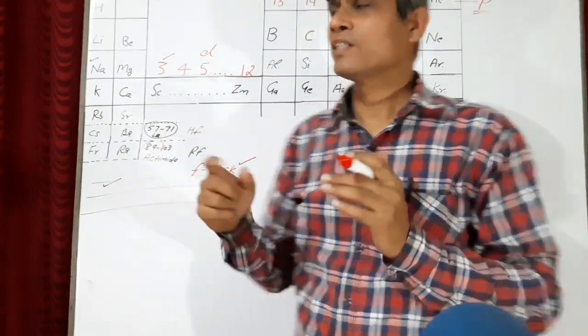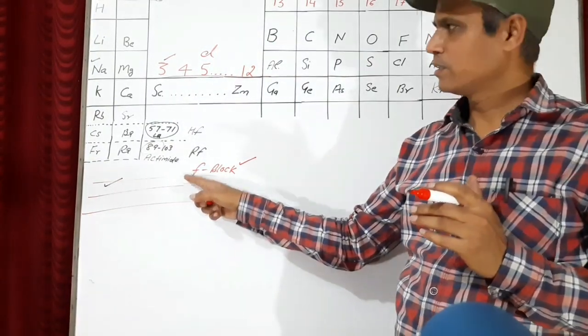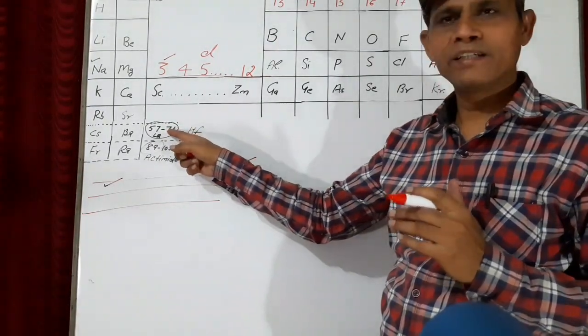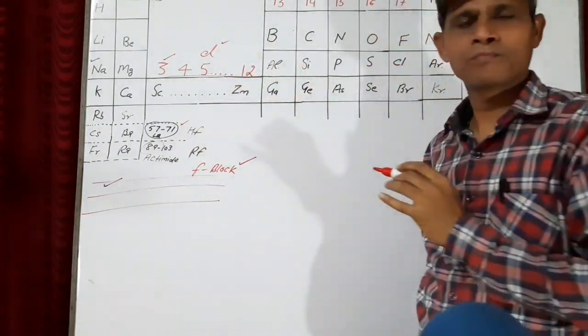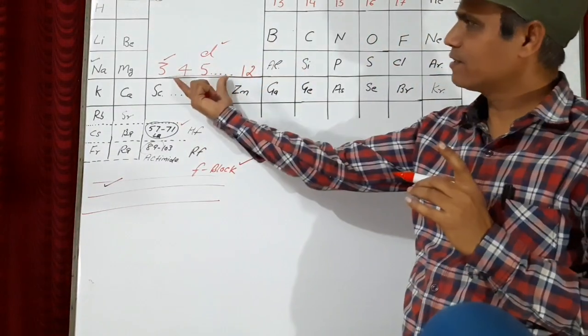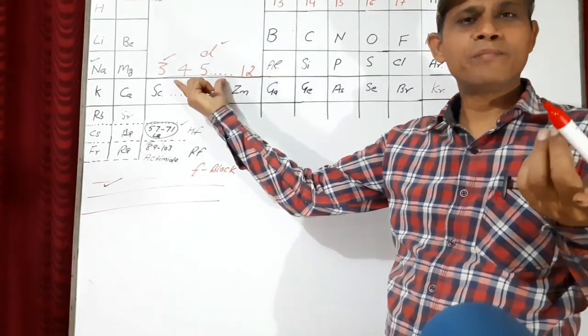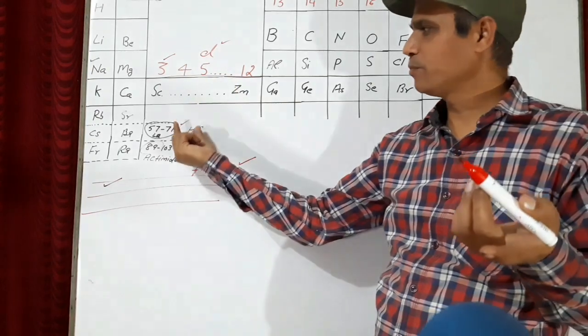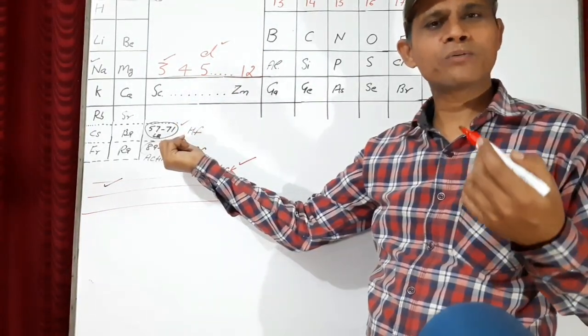One more thing. These two rows over there, their place should be there in the main body with D. And you know these D block elements are called transition elements, and they should be included in the transition elements, but they are not included.